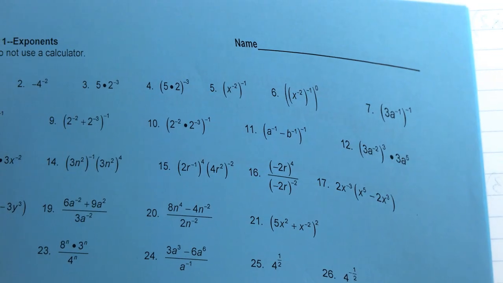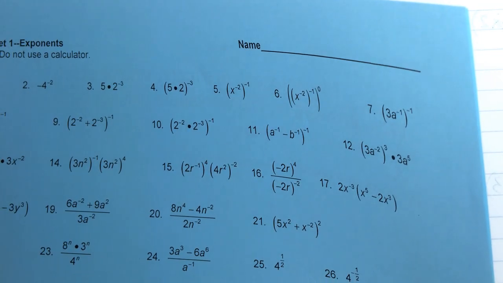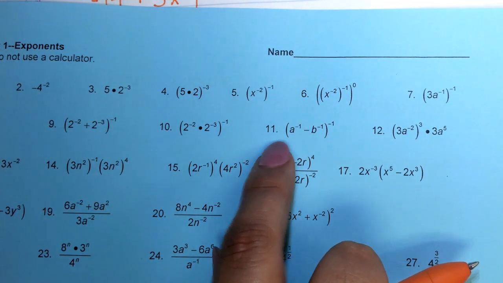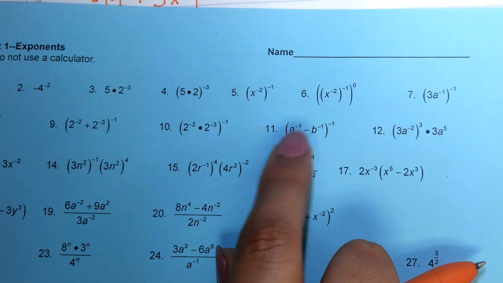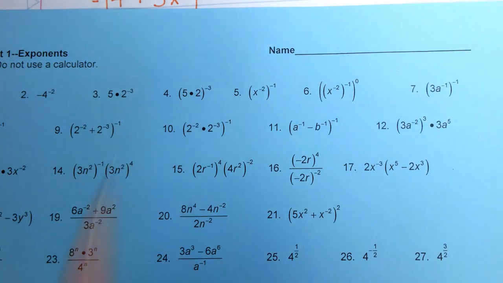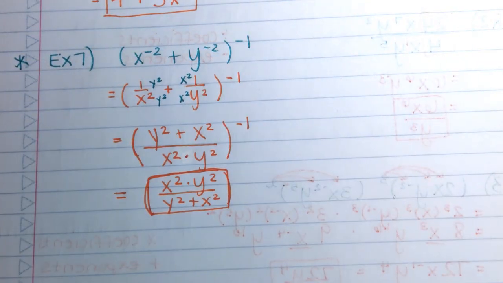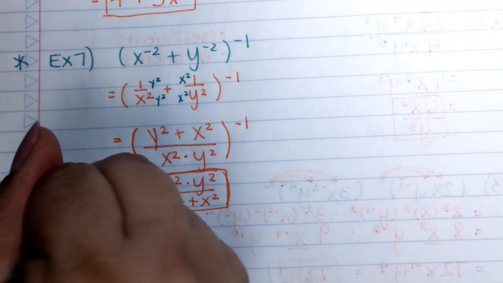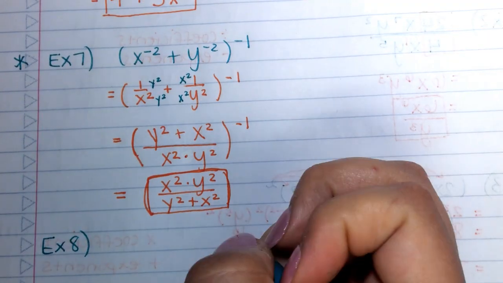Where is it? Number 11. You're going to see it again. Highly recommend you looking at that. Actually, 8, 9, 10, and 11 are all the same concept. Okay? So that's just extra practice again. All right, example 8. This one's fun.